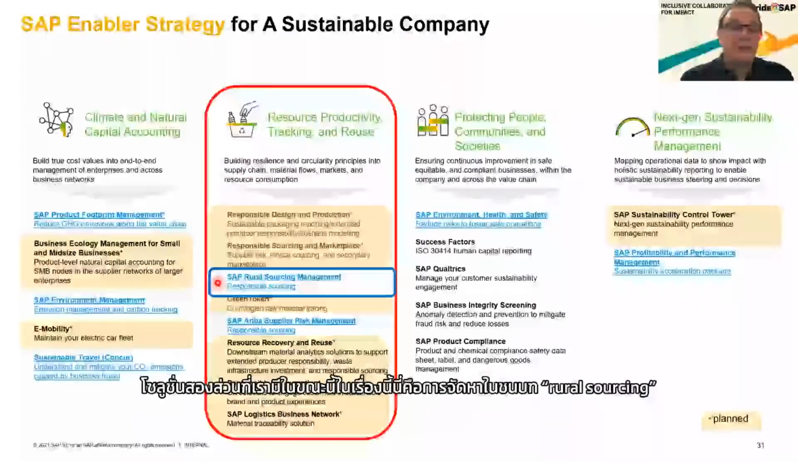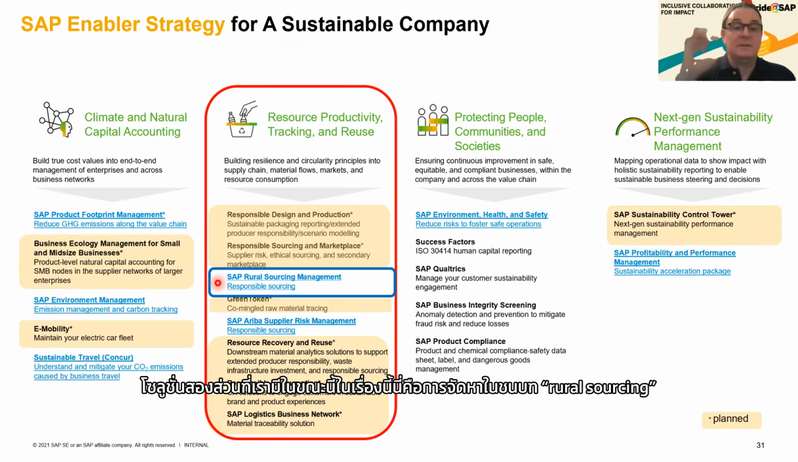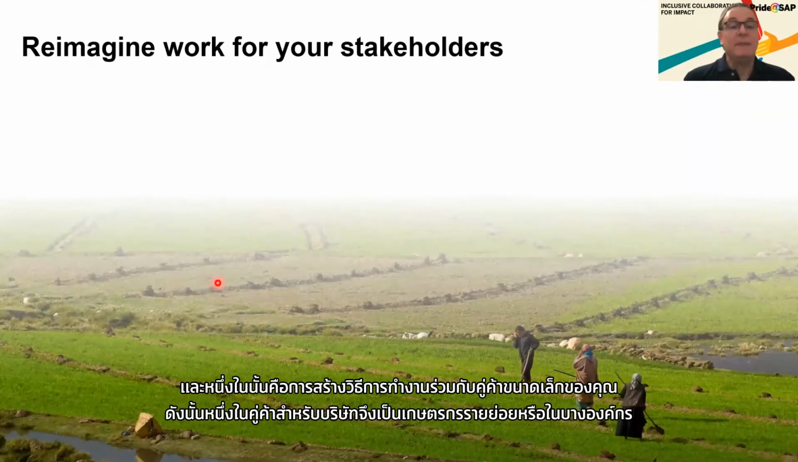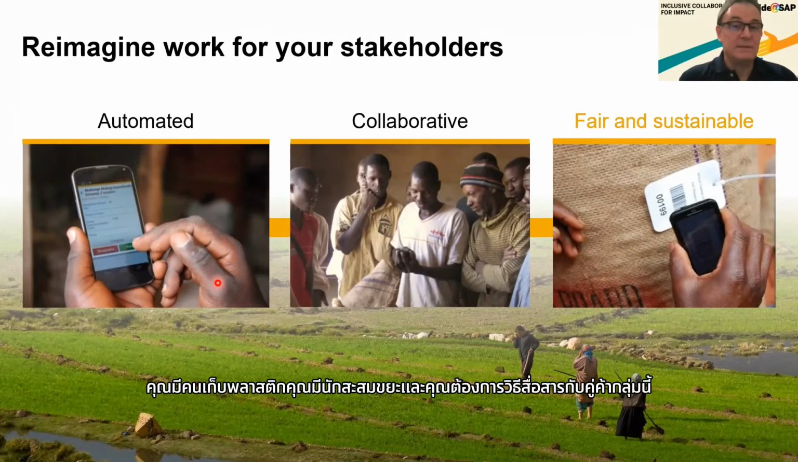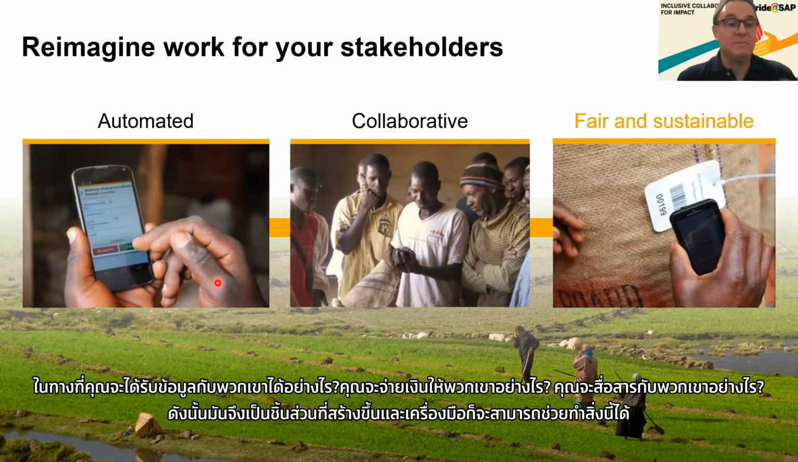The two products we have available at the moment in this pillar include rural sourcing. And one of those is reimagining how you work with your small stakeholders. So one of the sets of stakeholders for companies are either small farmers, or in some organizations, you have plastic pickers, you have rubbish collectors, and you need a way to communicate with this group of stakeholders. How do you get information to them? How do you pay them? How do you communicate with them? And so SAP's built a tool to be able to do this.